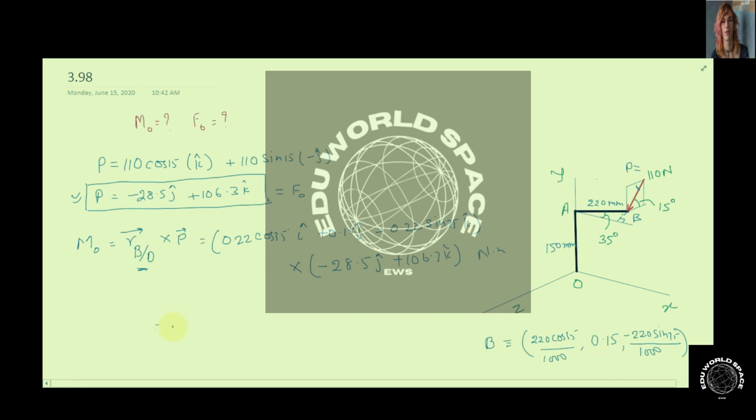Now we can solve this using the determinant method with i cap, j cap, k cap. The coefficient of i cap is 0.22 cos 35, the coefficient of j cap is 0.15, and the k cap coefficient is minus 0.22 sin 35. Coming to the force vector, the i cap coefficient is 0, the j cap coefficient is minus 28.5, and the k cap coefficient is 106.3.